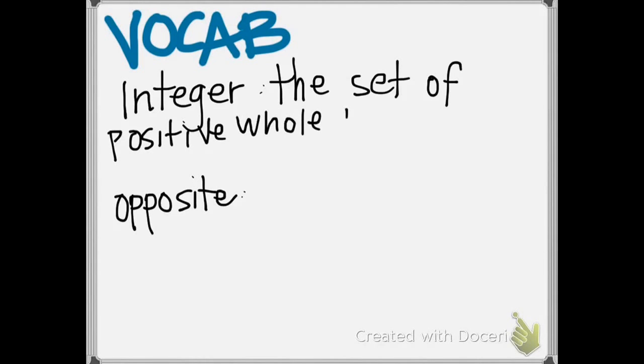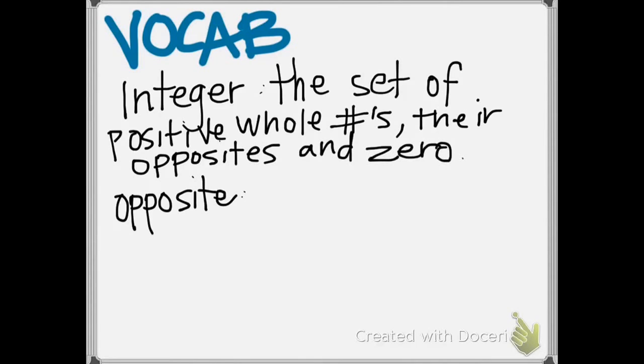The first two sets of vocab that we're going to talk about are integer and opposite. For integer, it is the set of all the positive whole numbers and their opposites and 0. So, for example, 1.5 would not be an integer. It is only positive whole numbers and their opposites. So it can be -2 or -3, but then it is also 2 and 3. The biggest thing to remember with integers, we're only talking about whole numbers, but it can also include 0.